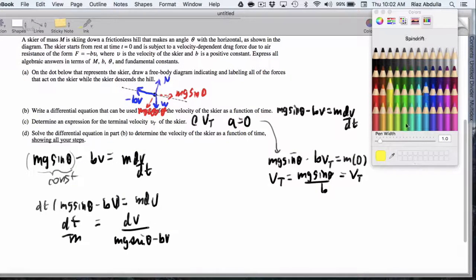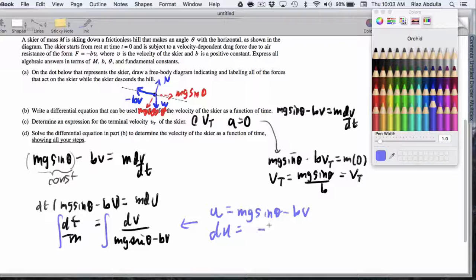And so just to be clear, this is the expression you should integrate, and you'll still use u substitution. So I'll tell you u is mg sine theta minus bv, and du is going to end up being negative b dv. So this is your hint.